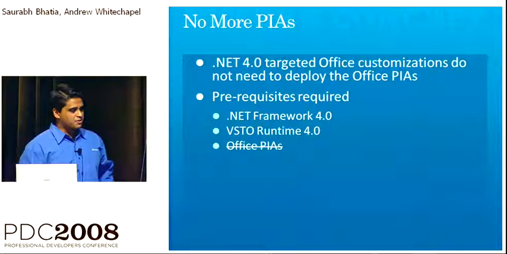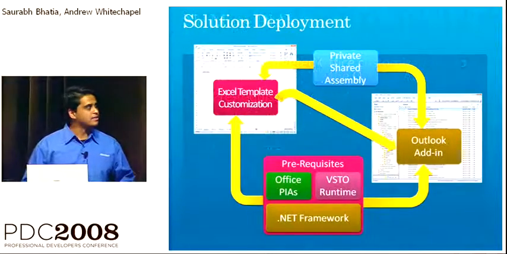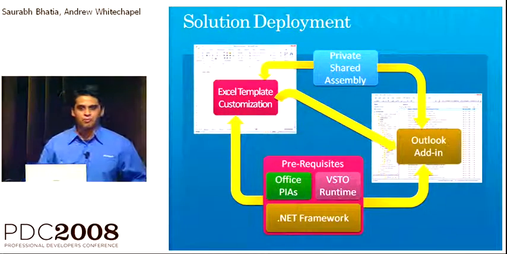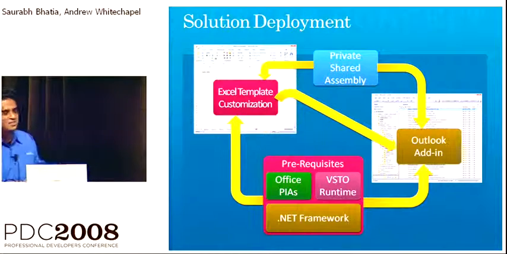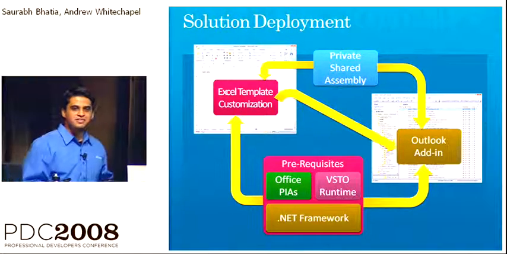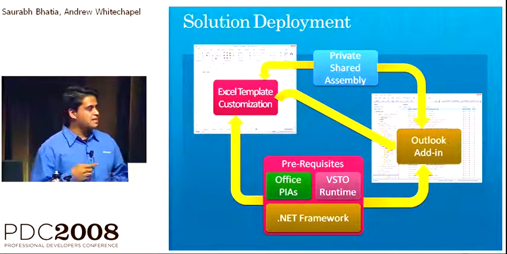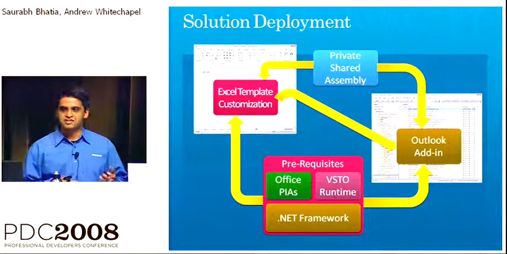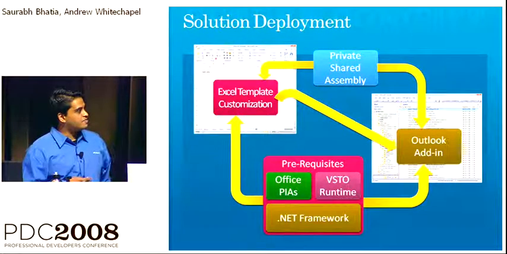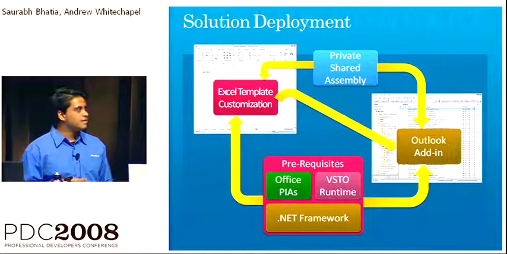So those are the three features for today, and I'm just going to quickly review what we went through. We started off with this Office business solution, which had different moving parts: the Excel template, the Outlook add-in, the shared assembly, and the different prerequisites that were needed.